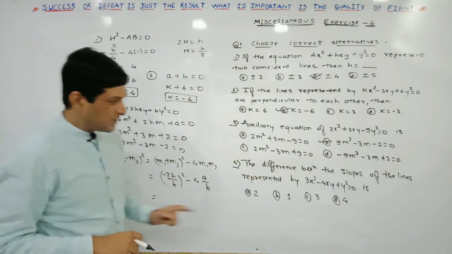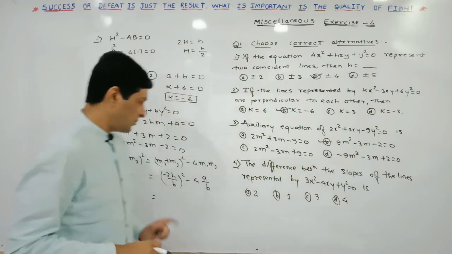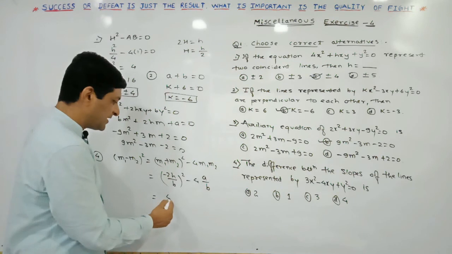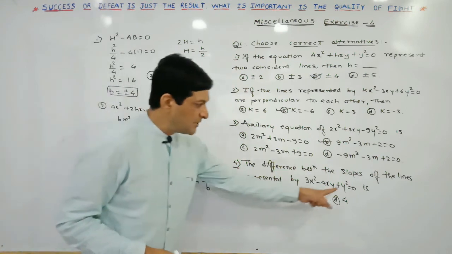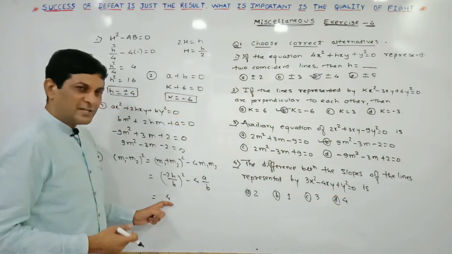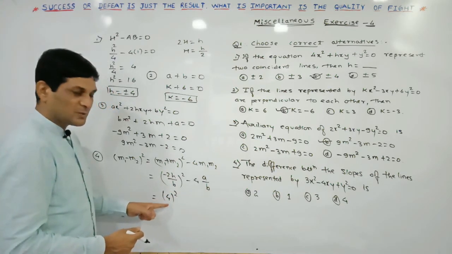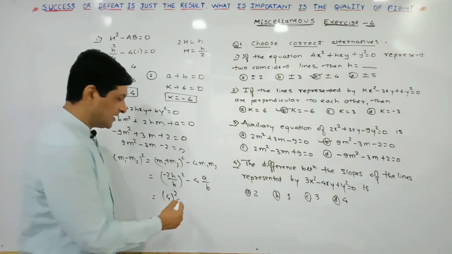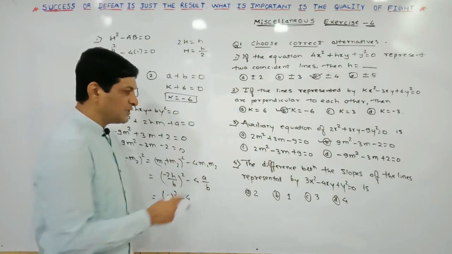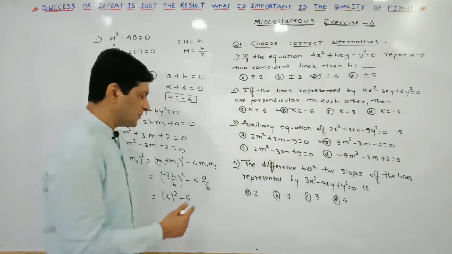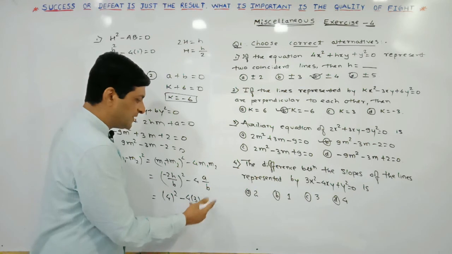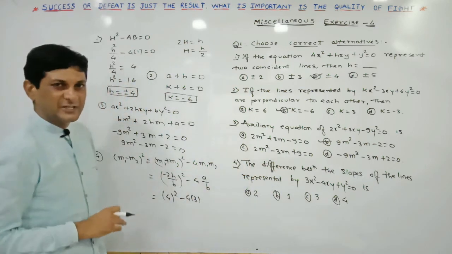So 2h, what is the value of 2h here? Minus 4, minus, and this minus will become plus 4 upon b. b is equal to 1, so it is not necessary to write 1 in the denominator. Keep the square as it is. Minus 4a, where a means the coefficient of x square, that is equal to 3 upon b, but b is nothing but 1 in this equation.